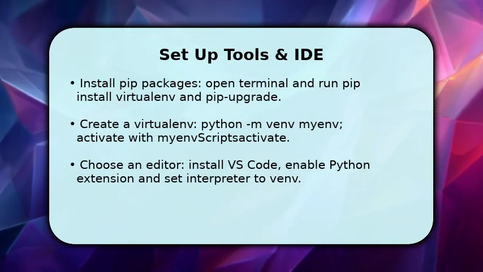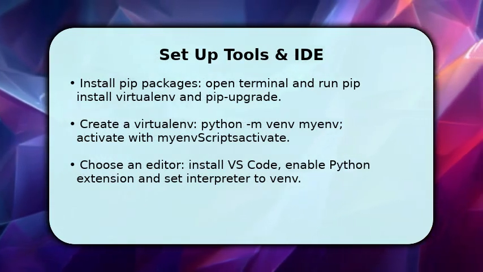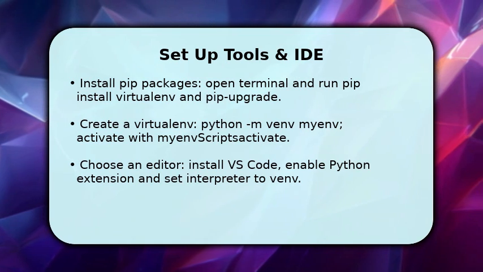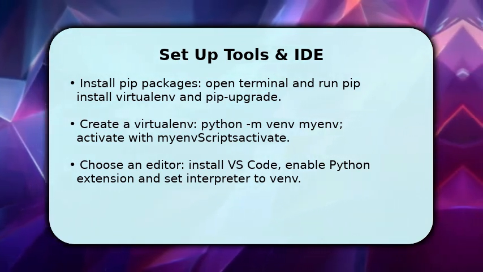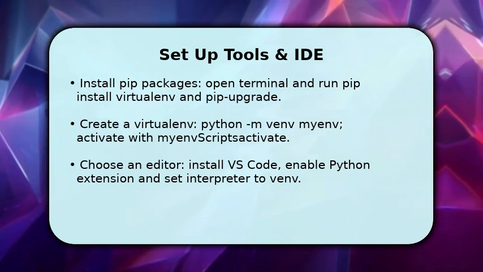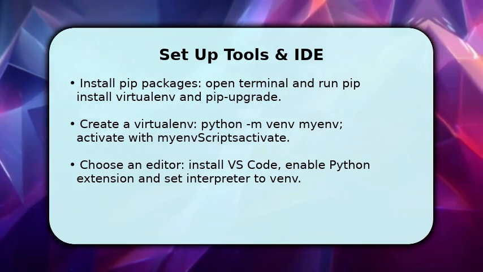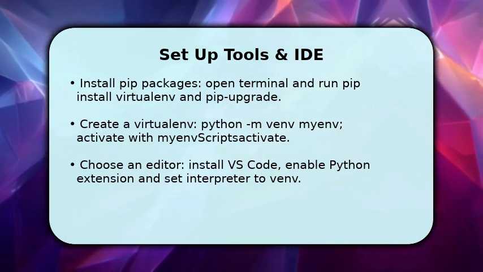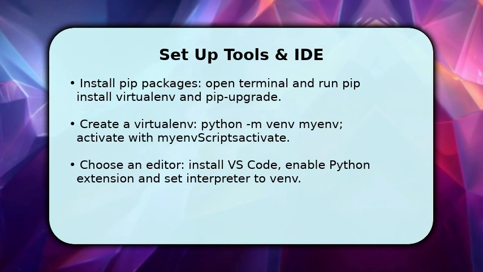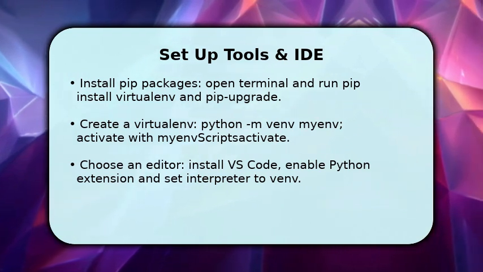Now you configure a safe development environment. First, upgrade pip and install virtualenv so projects stay isolated. Pip install --upgrade pip virtualenv, then create a virtual environment with python -m venv myenv and activate it using myenv\Scripts\activate so dependencies don't pollute global Python. Once activated, install project packages.